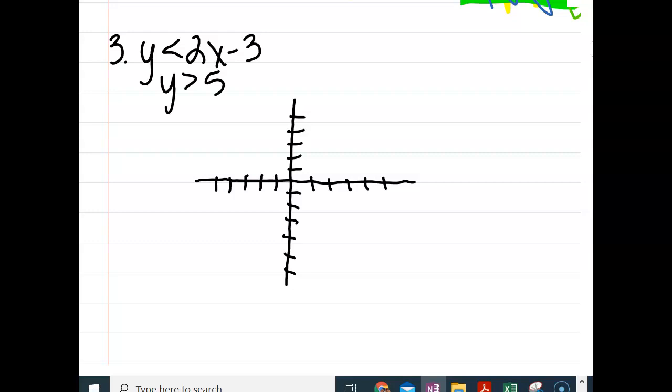So that first one, my y-intercept is at -3, so we'll go down 3 and put a point. My slope is 2, or 2 over 1, so rise 2, run 1. Solid or dotted line? Dotted, right? Because it's not an equal to. It would have to be an equal to if it was a solid line, because a solid line means that those points are a solution. And since it's a less than, where will I shade? Below the line.